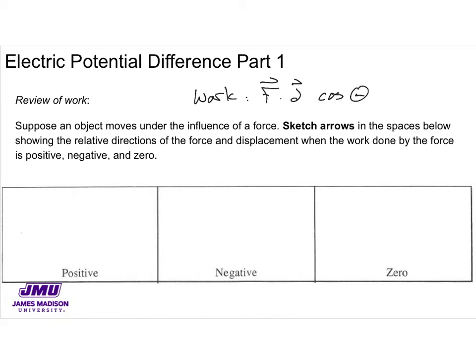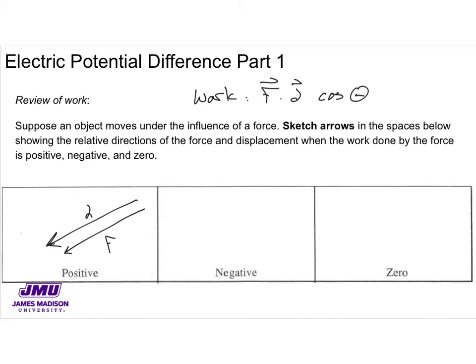So if you have an object, for example, that's being displaced like so, and you have a force acting on it this way, there is no difference between the direction of those two vectors, so 0 degrees, and therefore force times distance times cosine theta would give a positive value for the work.